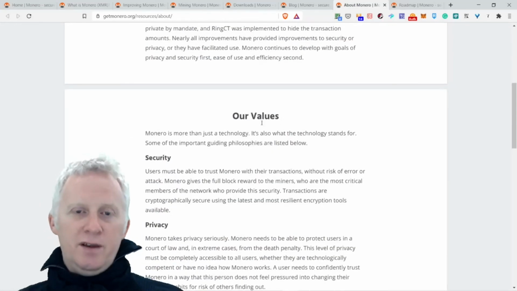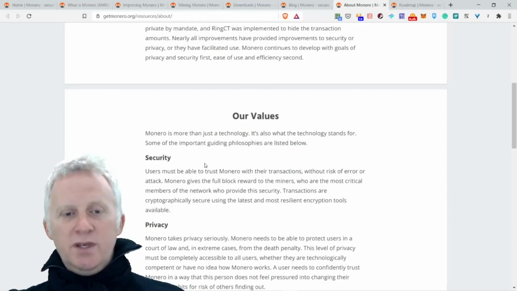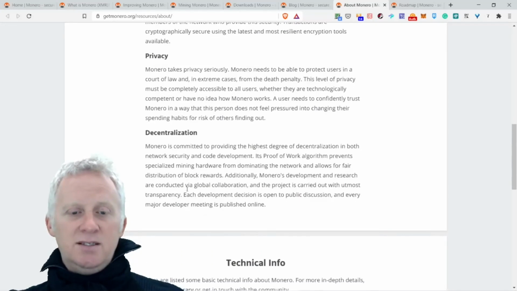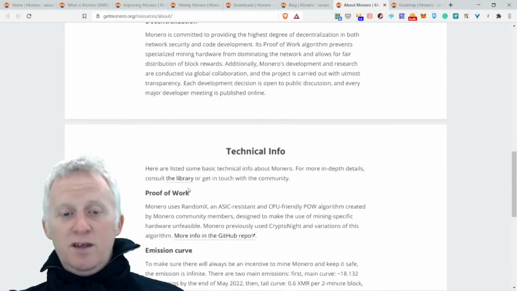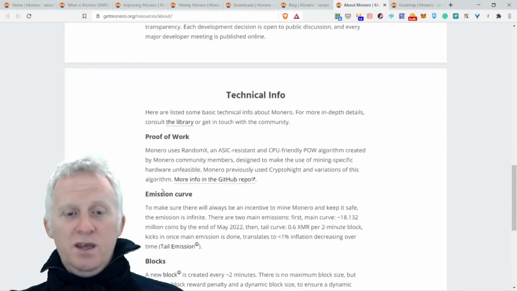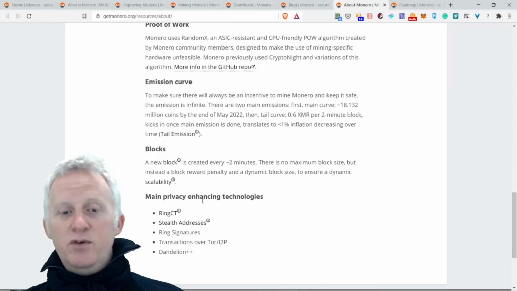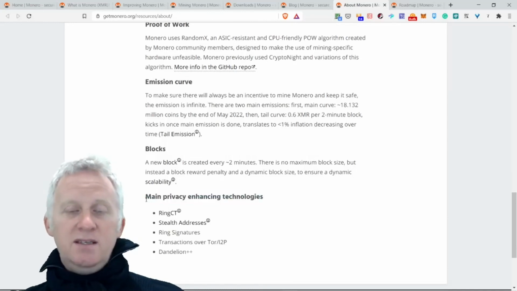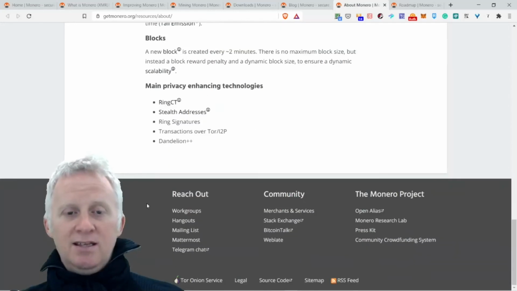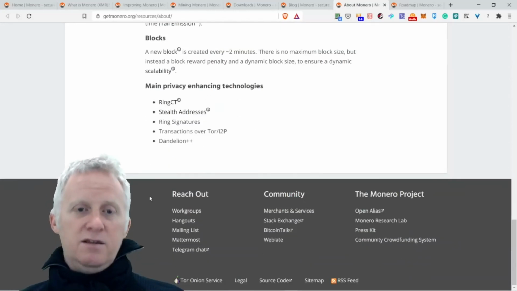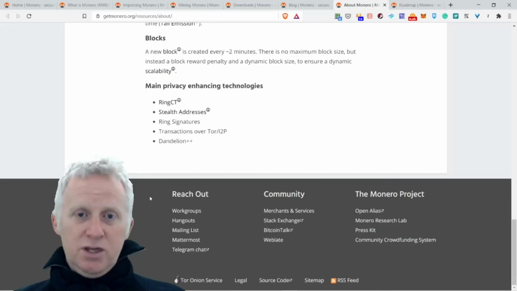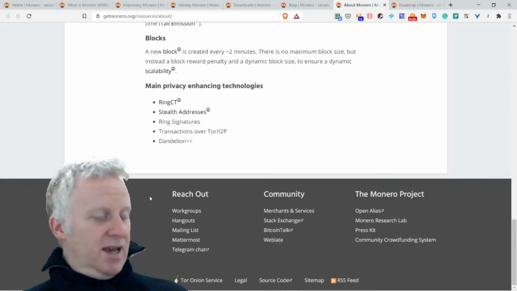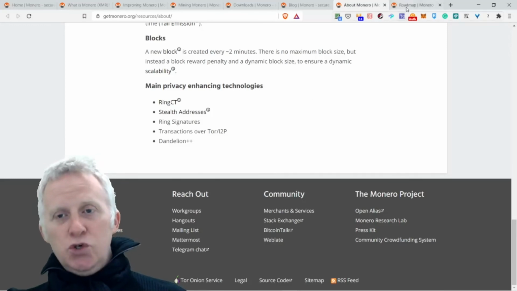So the values of the Monero core team: they want to bring security, privacy, decentralization, and technical information. They focus on proof of work, emission curve, blocks, main privacy enhancement technology, ring signatures, stealth addresses, ring signatures, transactions over Tor, I2P, and Dandelion++. So they have a lot. On the surface, they provide privacy, security, and censorship resistance, but they have a lot of technology and the source code. Let's jump to the next sections.